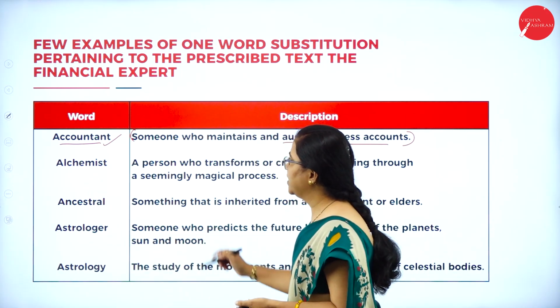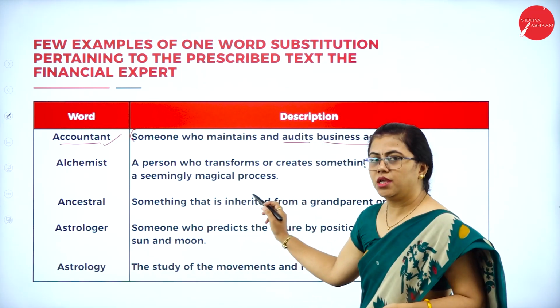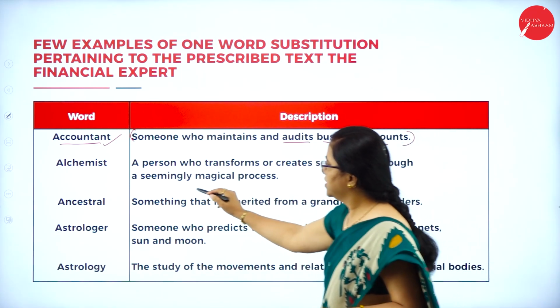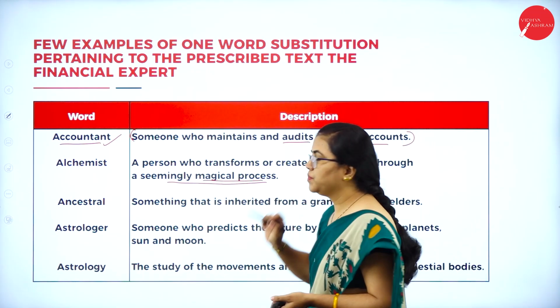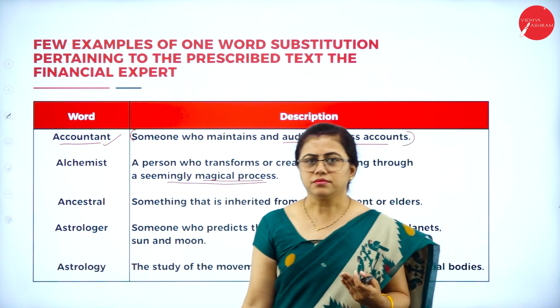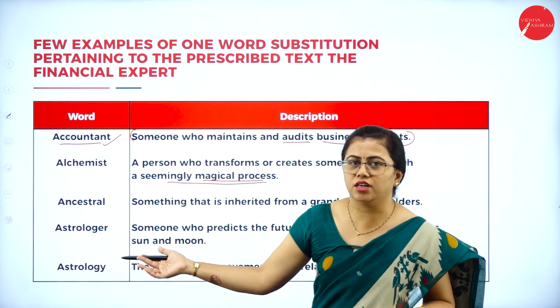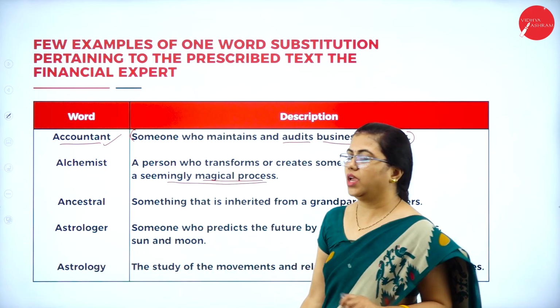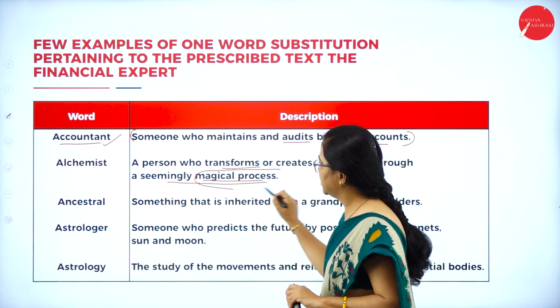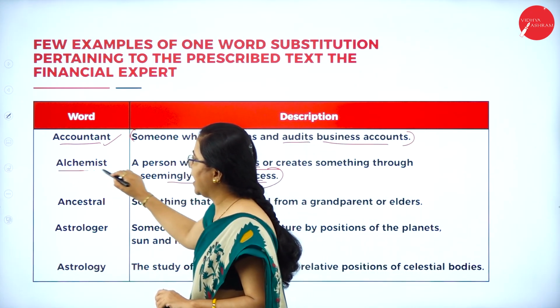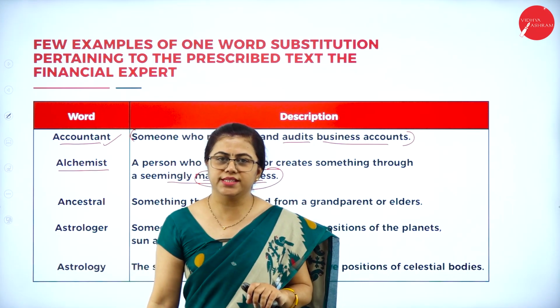Okay, so next, a person who transforms or creates something through a seemingly magical process. So there are a few keywords which you can keep in mind. Whenever you are guessing that word, it is easy for you. Here transformation is there, then magical process is there. So that word is alchemist.